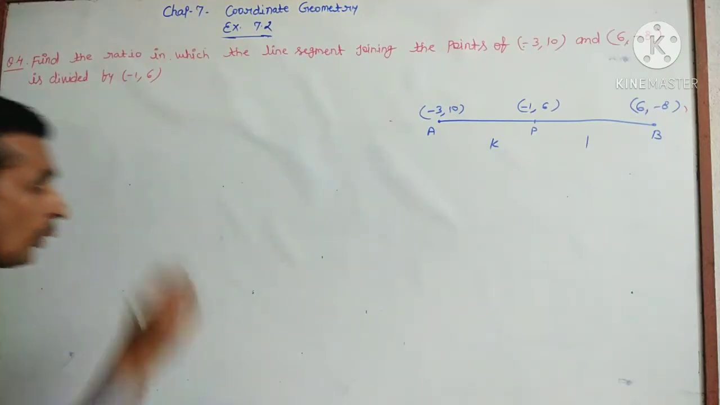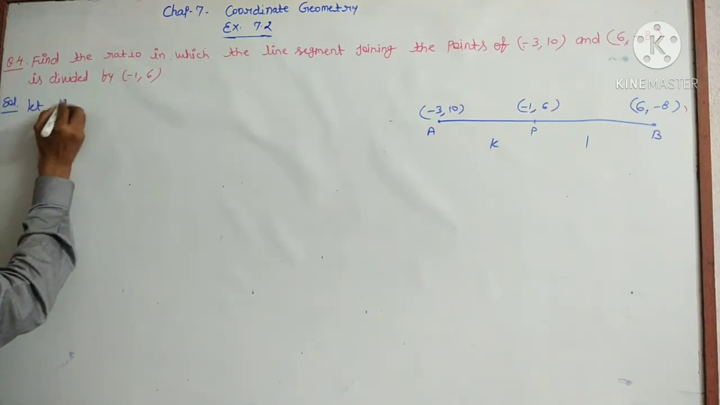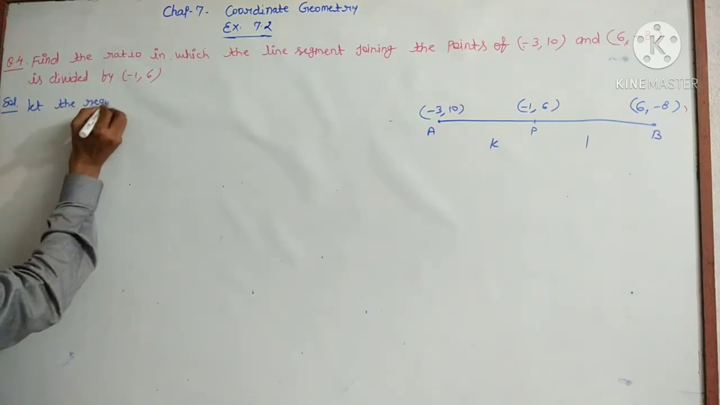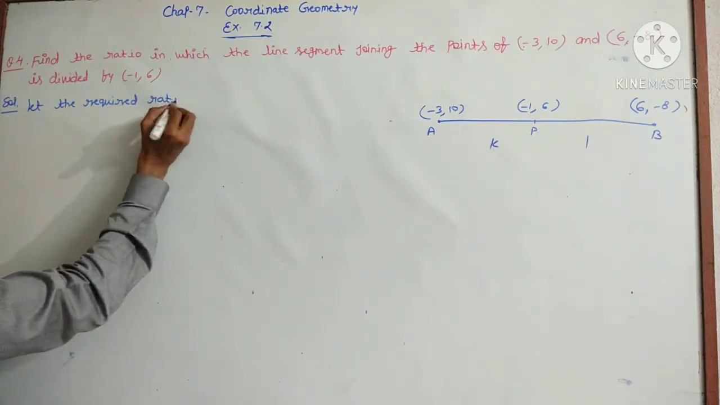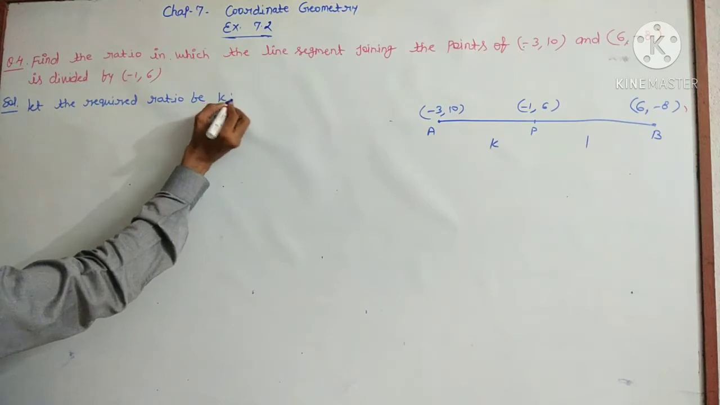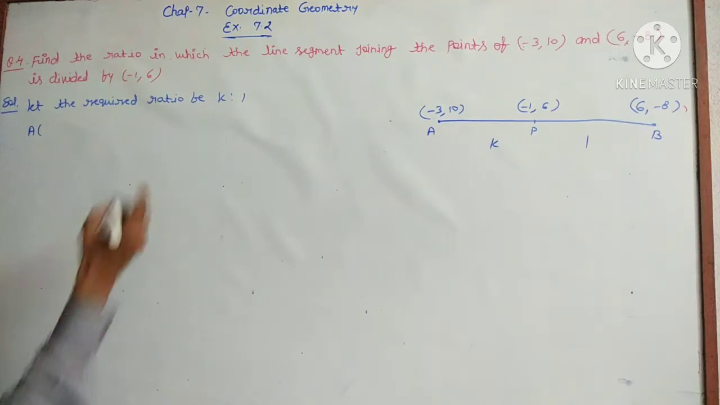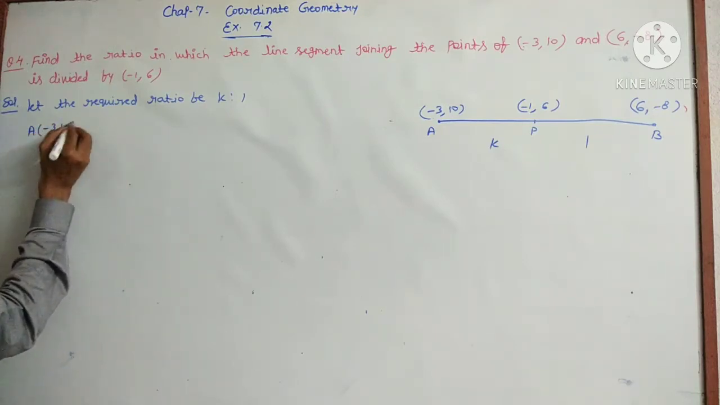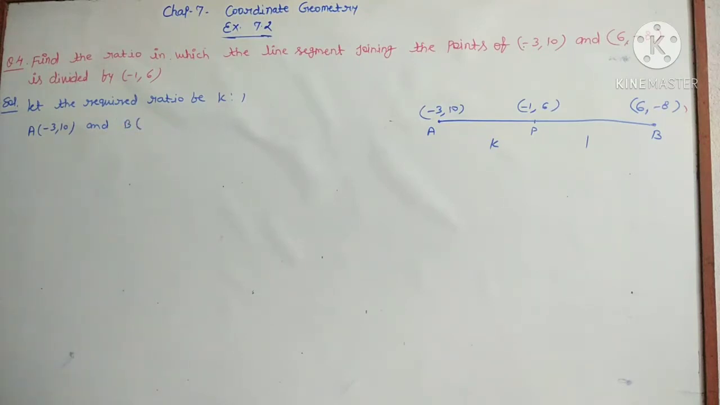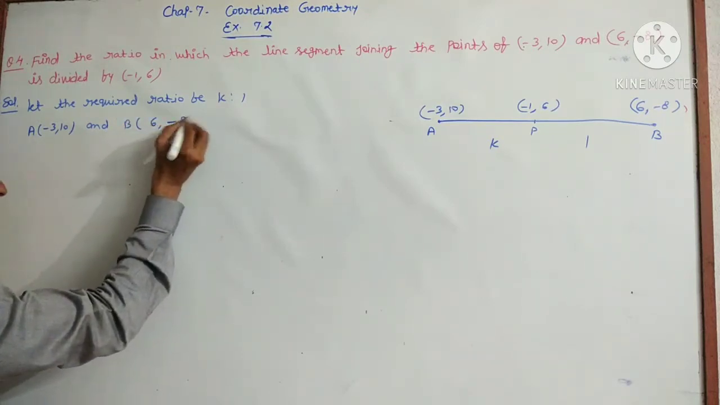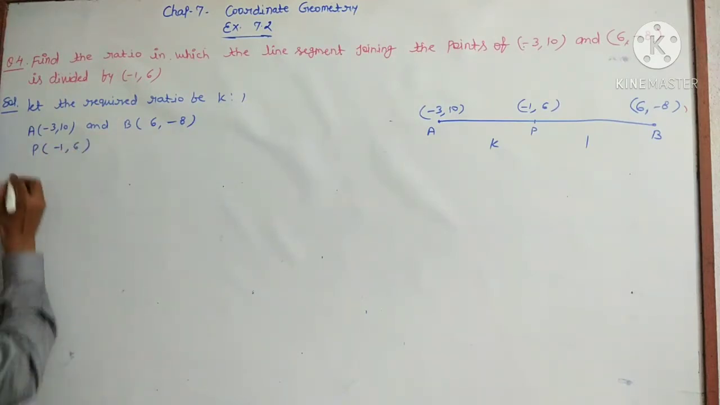Okay, how to solve? Look at this one. Solution: let the required ratio be k : 1. Okay, and here are the names. Coordinate of A is given as (-3, 10), the coordinate of B is (6, -8), and P is also given as (-1, 6).